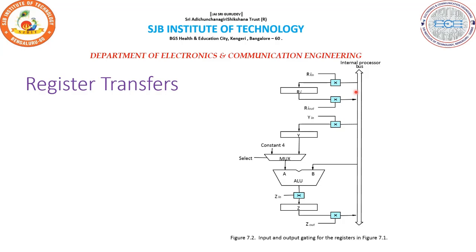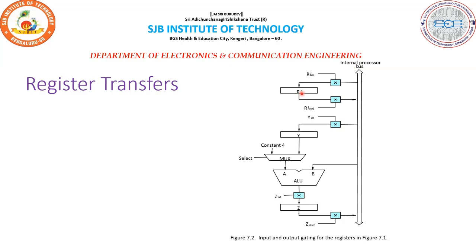The first step is to enable the output of register R1 by setting the signal R1 out equal to 1. This places the content of R1 on the processor internal bus. Then enable the register R4 by setting R4 in equal to 1.